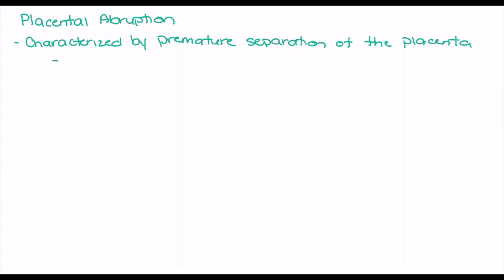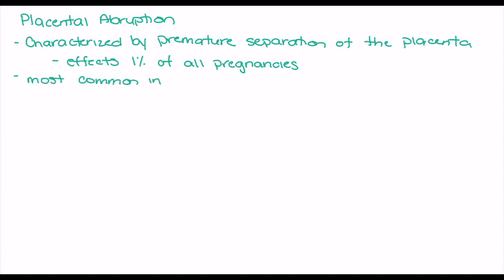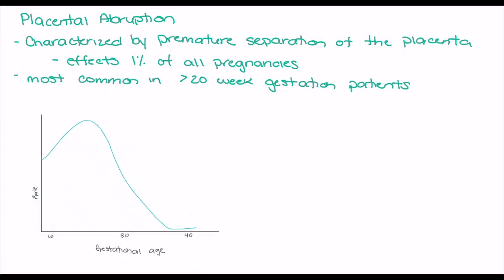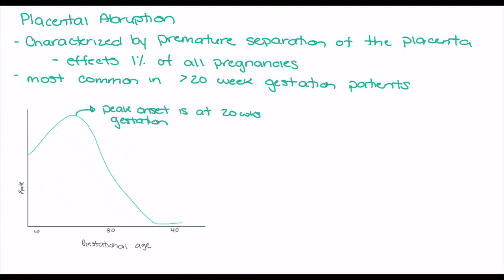Placental abruption most commonly occurs during the second half of pregnancy and is the most common cause of bleeding during the second and third trimesters. In terms of epidemiology, placental abruption will affect approximately 1% of all pregnancies and is a significant cause of perinatal morbidity and mortality. In terms of specific onset, placental abruption most commonly occurs in patients who are 20 weeks or greater gestation, with peak onset occurring at 20 weeks and falling rapidly as we enter the third trimester of pregnancy.